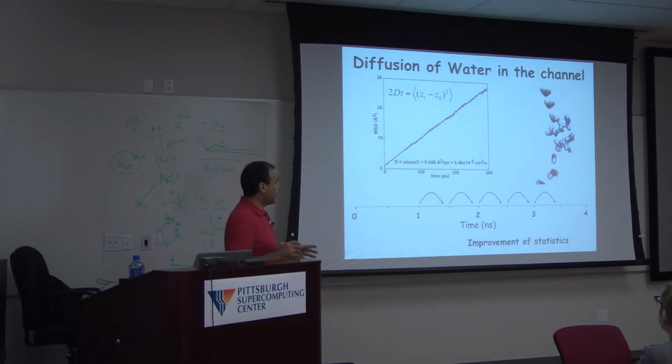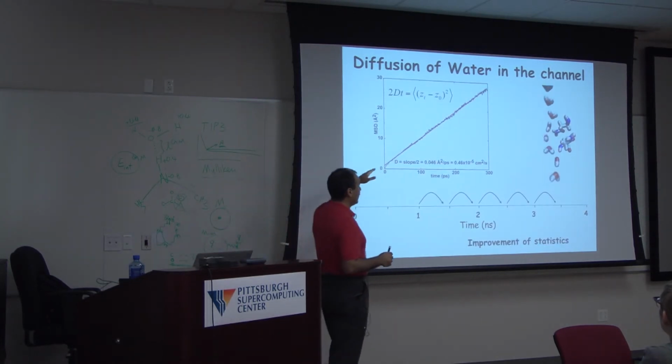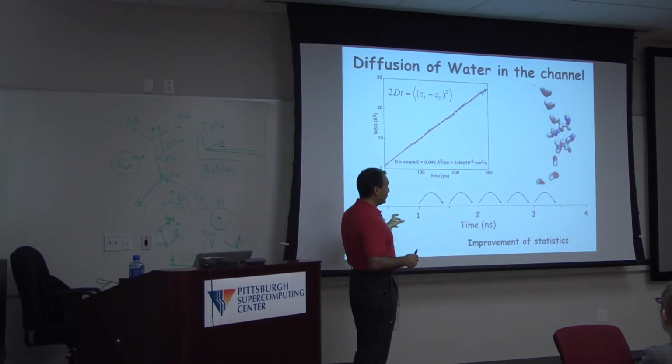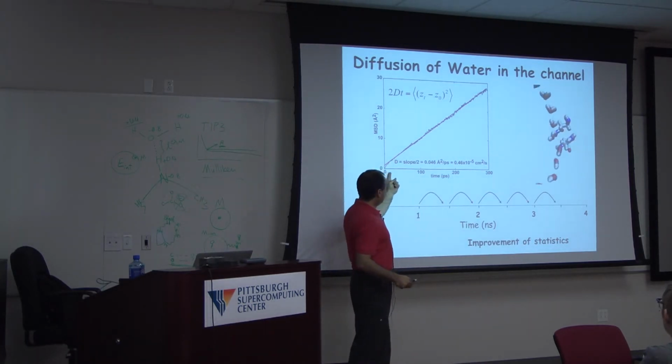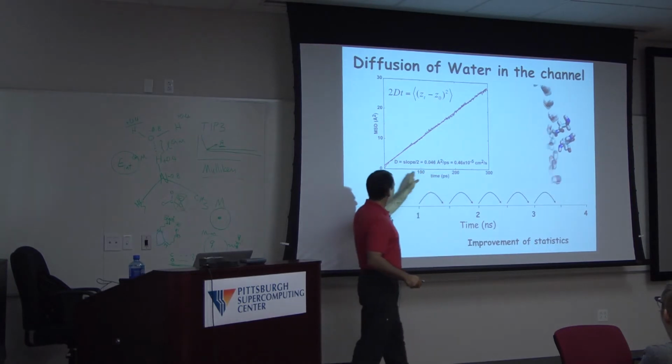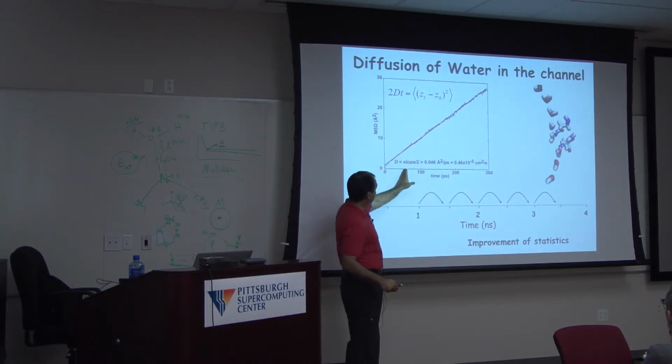Good so far. One trick that we did here to improve our sampling even further was to break our 4 nanosecond trajectory into smaller pieces. As you note, I don't need more than 300 nanoseconds. Actually, in this case, I only need maybe about a few tens of picoseconds to calculate my diffusion constant.